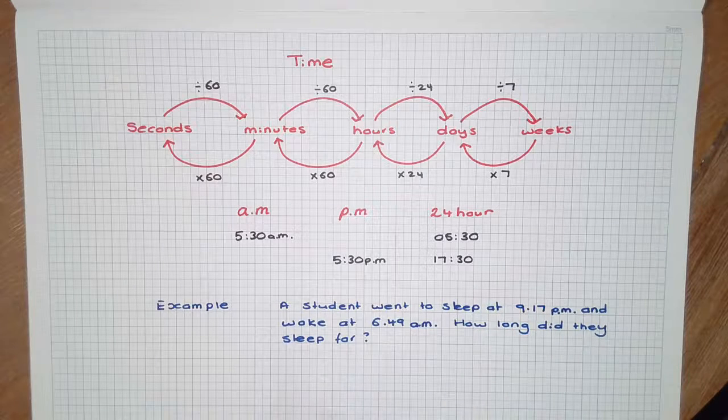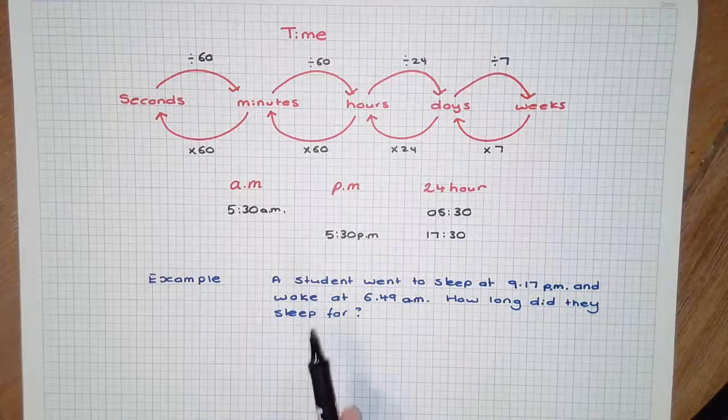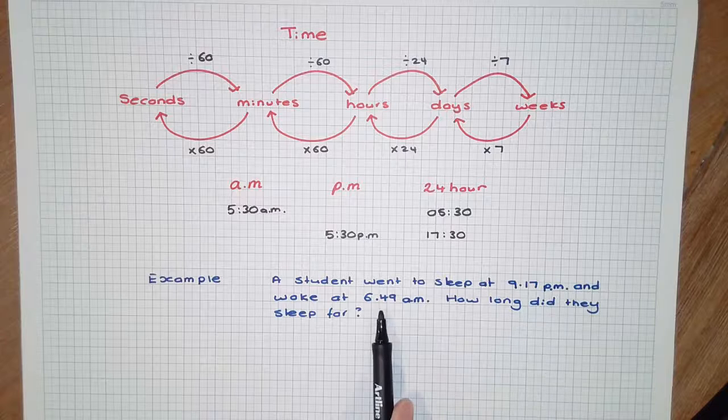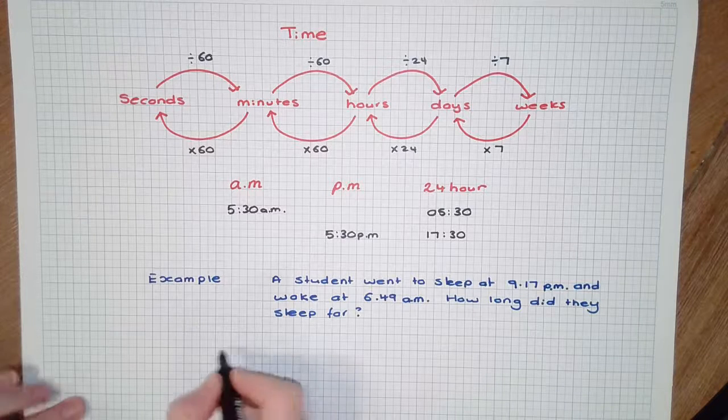Often one difficult thing to do with time is to calculate the time elapsed. For our example, a student went to sleep at 9:17 PM and woke at 6:49 AM. How long did they sleep for? The best thing to do is to build up to the nearest hour using a timeline.